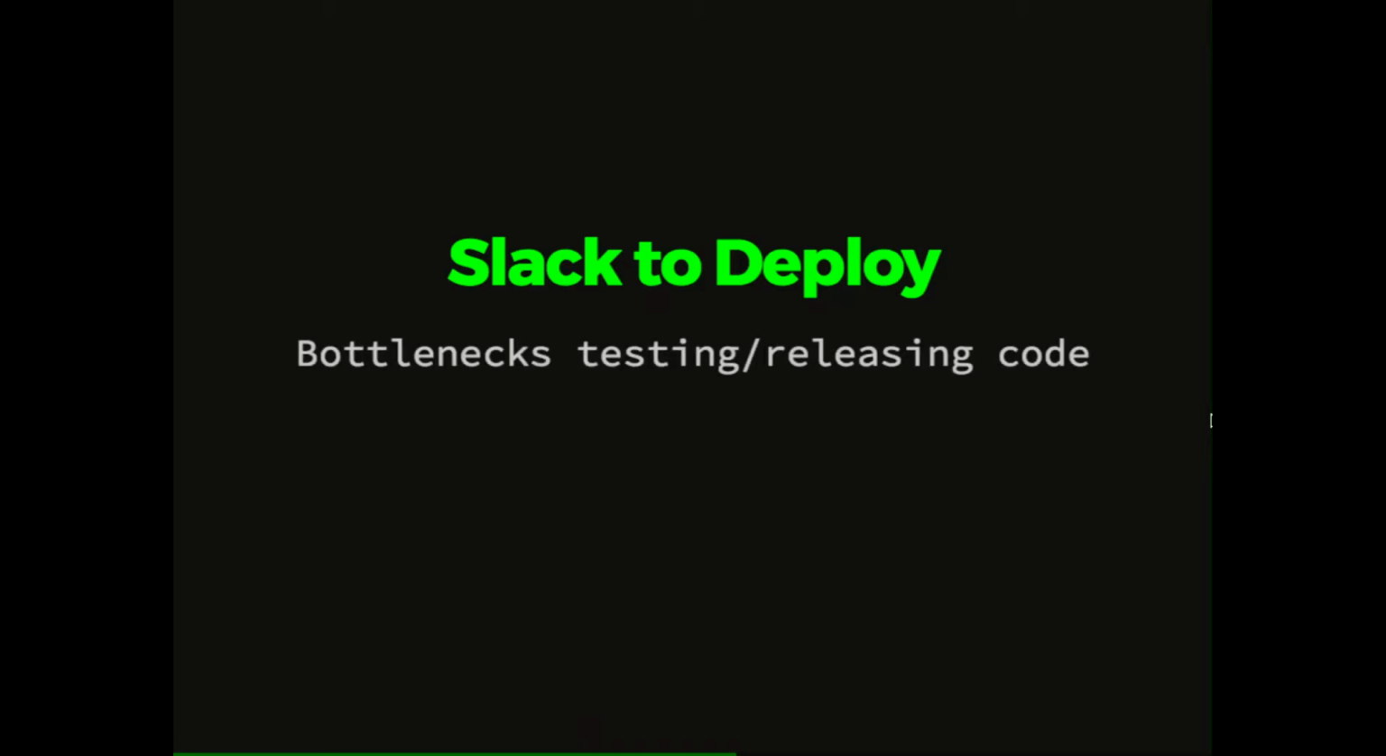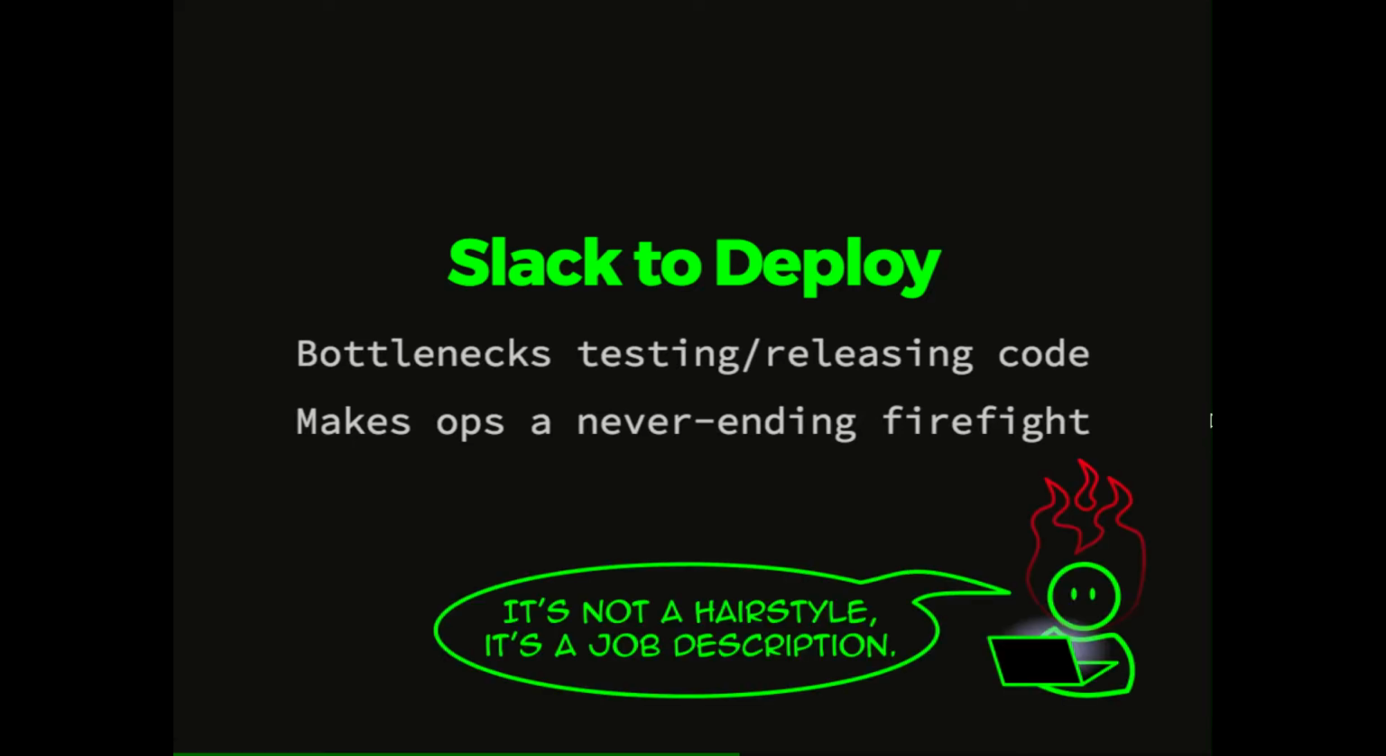It is a terrible, terrible way to run organizations, because it not only bottlenecks your developers when they're testing and releasing code, it also makes the ops person's life a living hell. It makes their life a never-ending firefight, because in addition to making sure that systems are always running, fixing problems when there are outages, there's always someone who needs something to be deployed, and your hair is always on fire, and you might as well say that it's a hairstyle and not a job description.